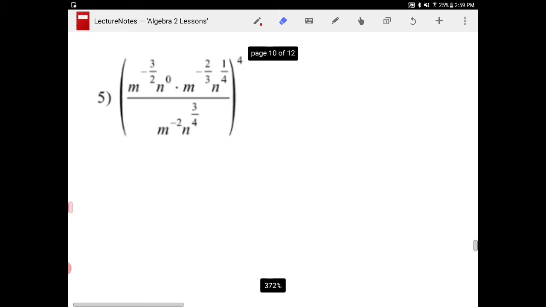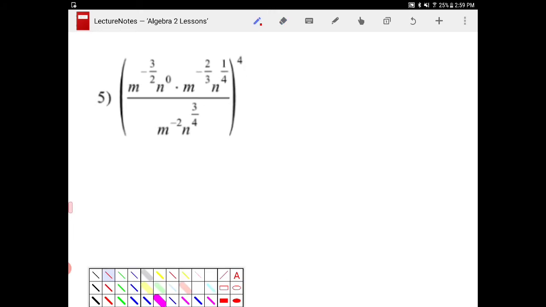All right, so I want to raise this to the 4th power. I can do a couple things. I can just distribute the 4 all the way through before simplifying, or I can simplify it and then distribute the exponent. So I think I am going to simplify the inside of the parentheses first. I'm seeing that there's a whole lot of m's everywhere, right? So let's try to clean up the numerator first.